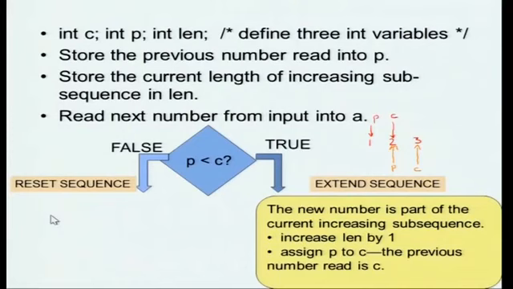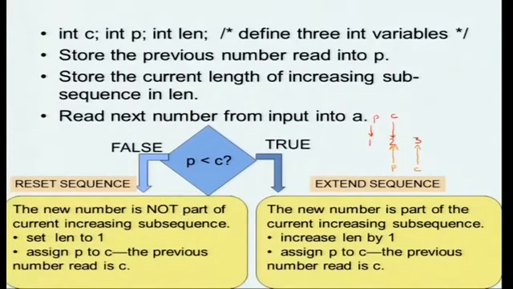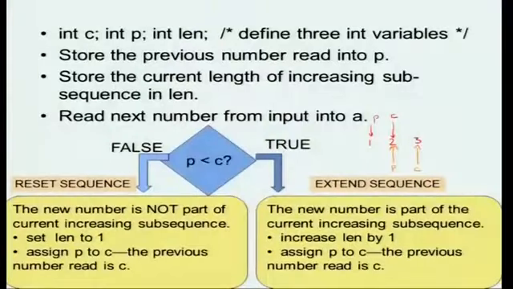Now what happens if P is greater than or equal to C? Okay. Then the new number is not part of the current increasing subsequence, so you start a new sequence which is of length 1, and again do the same, assign P to C, which is advancing the pointer, and read the next number. Okay. So here is the method that we will follow in order to keep track of the current increasing subsequence. Now what is left is to find the longest of all the increasing subsequences that we find.